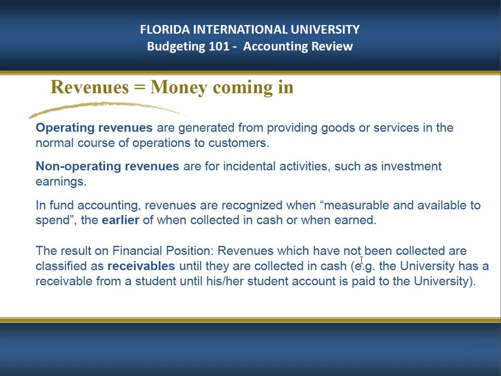Now, what is the effect of revenues on our financial position? Remember, accounting tracks two things: the performance of operations on one side and the resulting effect on financial position on the other. So our revenues affect our financial position by creating receivables if we have not yet collected the revenues in cash. So we will have an accounts receivable from a student up until he or she pays off the amount that they owe us. That is the effect on the financial position.